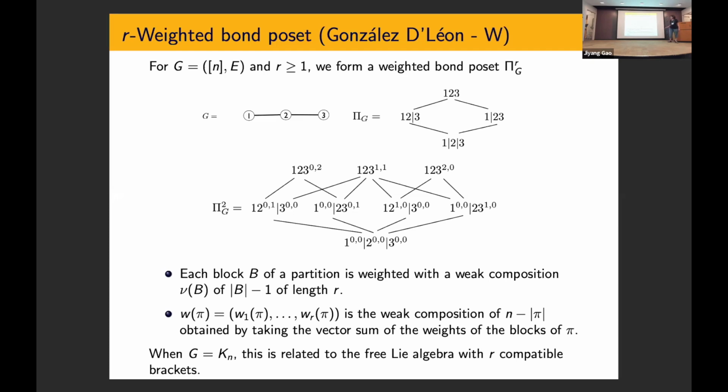And we first got interested in this because when G is the complete graph, this is related to the free Lie algebra with r compatible brackets, r different kinds of brackets, but they're compatible. So this is like what Phil was talking about on Tuesday, the relationship between the free Lie algebra and the partition lattice. But if we weight the partitions in the partition lattice, then we get a relationship between that and the free Lie algebra with r compatible brackets. So that's why we started looking at this, but then we looked at it for graphs as well. So that's it.